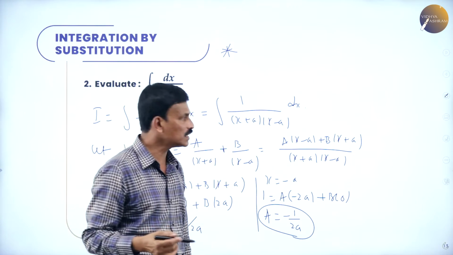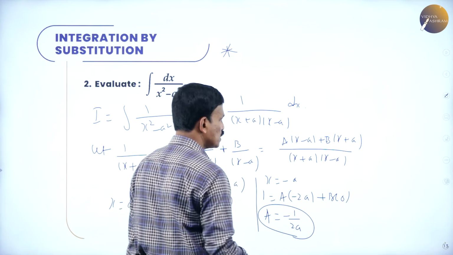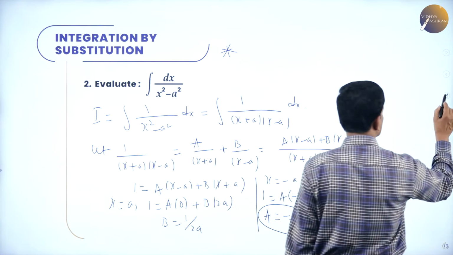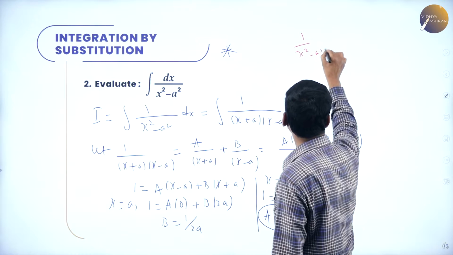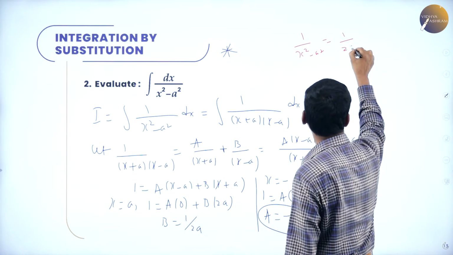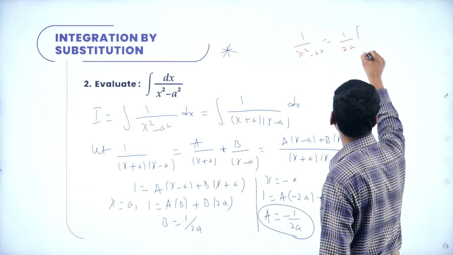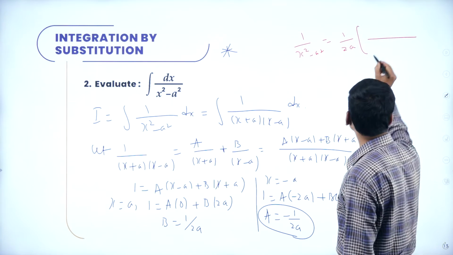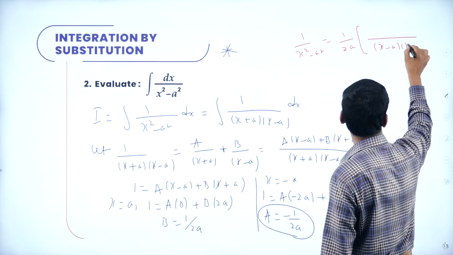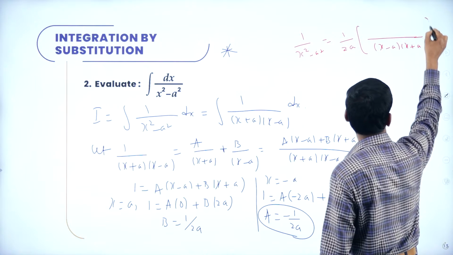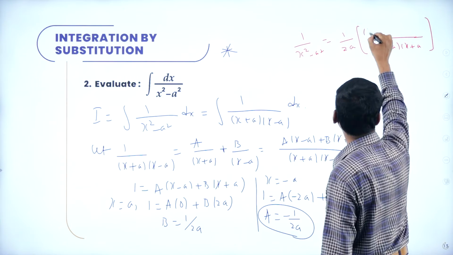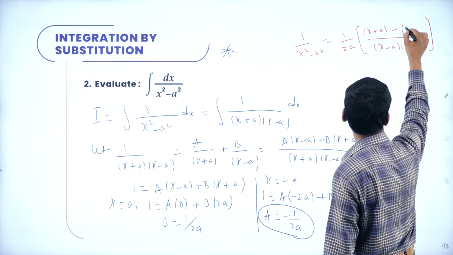This can also be integrated in a simpler way. Instead of doing all these steps, you can also write the simple step for this: 1 over x square minus a square can also be written as x plus a into x minus a, 1 over 2a times, this denominator is the same, that is x minus a into x plus a, and in the numerator, x plus a minus x minus a.